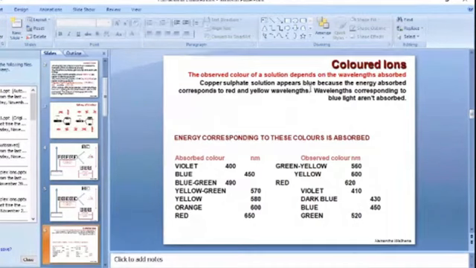Copper sulfate solution appears blue because the energy absorbed corresponds to red and yellow wavelengths. Again, we'll be able to see that. We usually only see, okay, it says the wavelengths corresponding to blue light aren't absorbed. So we usually just see what is reflected. We'll be able to explain that a little more. Energy corresponding to these colors is absorbed.